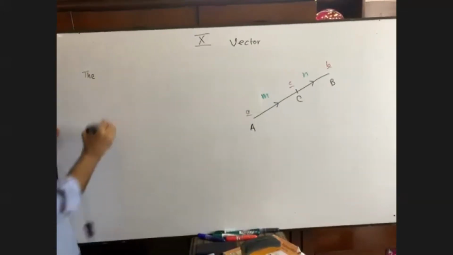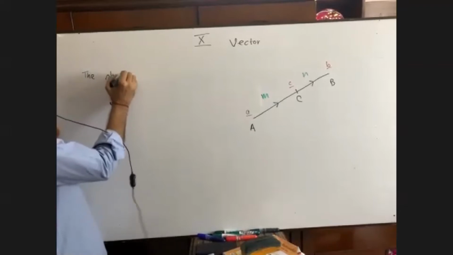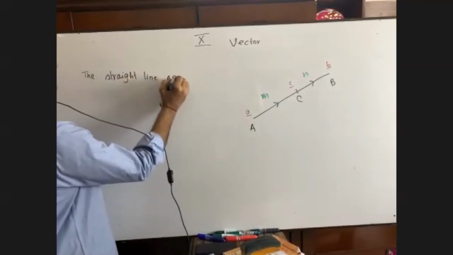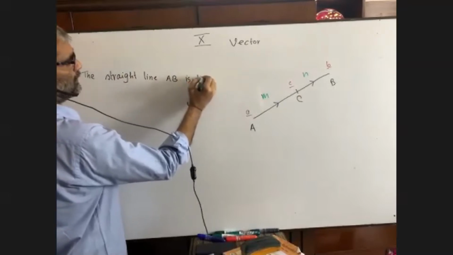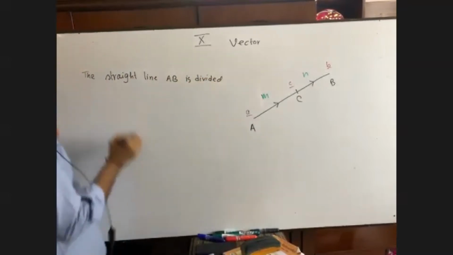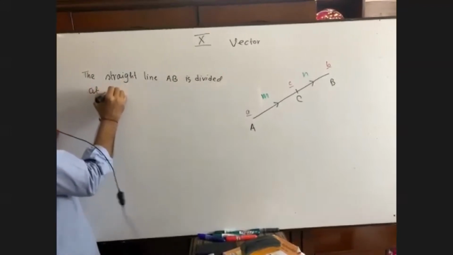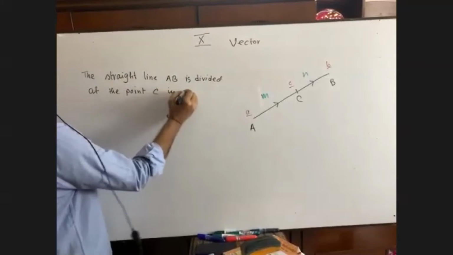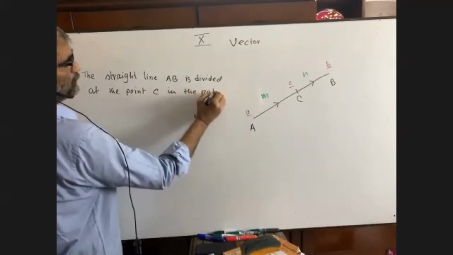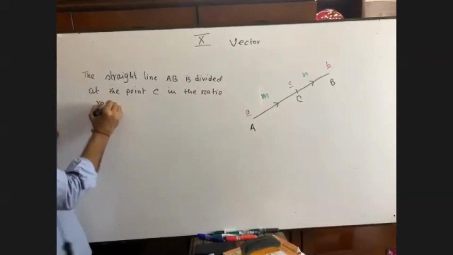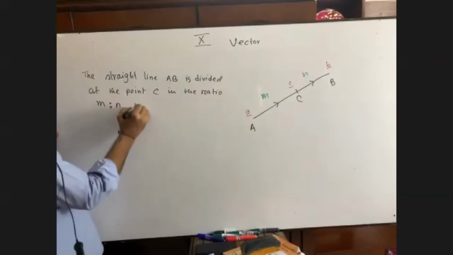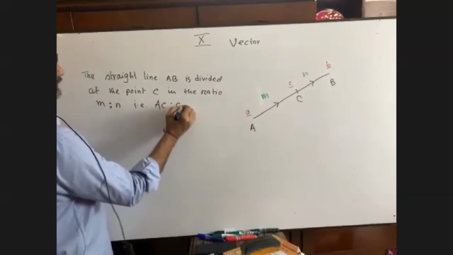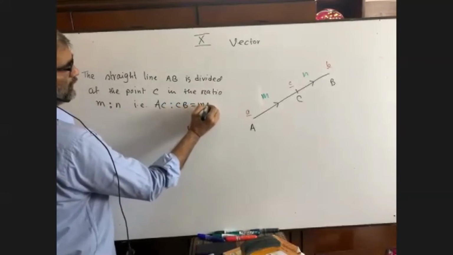Below the figure, write down. The straight line AB is divided at the point C in the ratio M is to N. That is, we can write here AC is to CB is equal to M is to N.